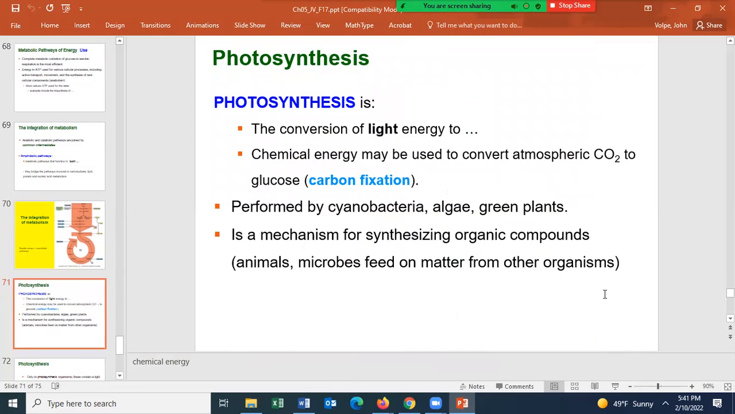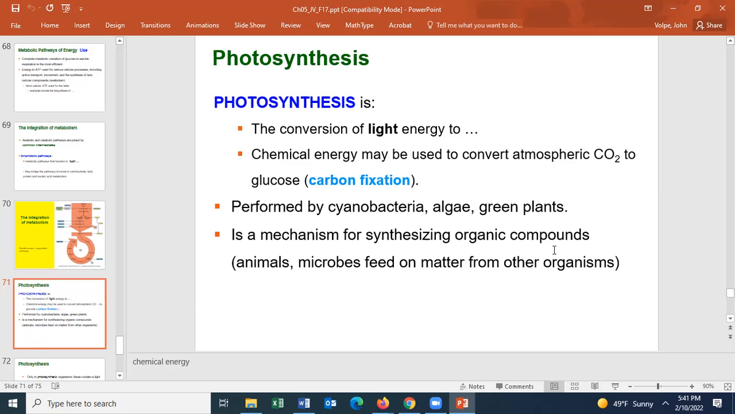All right, any questions about carbohydrate metabolism? If not, let's mention that ATP can also be made by catabolism, but in some organisms, they can make ATP by anabolism. All of the photosynthetic organisms can make ATP by photosynthesis.